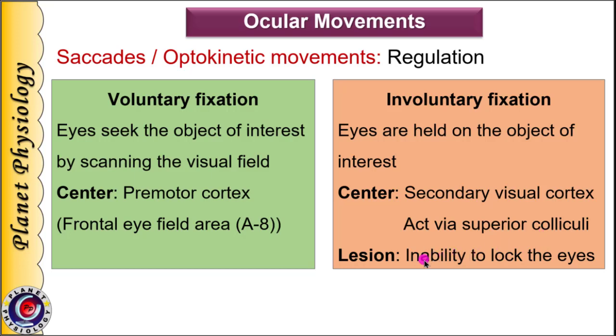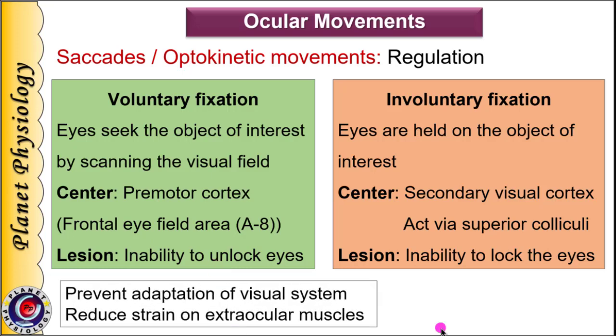In case of bilateral lesion in this area, the person cannot fix the eyes on a particular object. In contrast, the persons with bilateral lesions in premotor cortex find it difficult to unlock the eyes from the object and move them to another. Saccades prevent adaptation in visual system and reduce strain on the extraocular muscles.